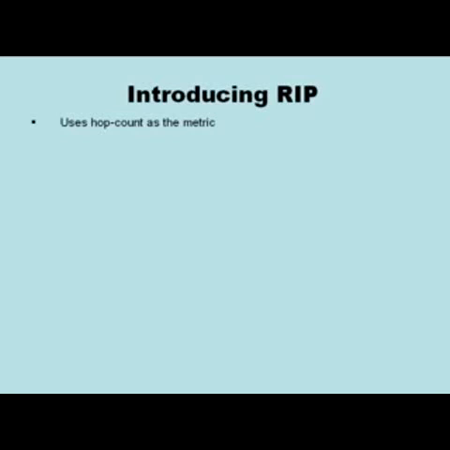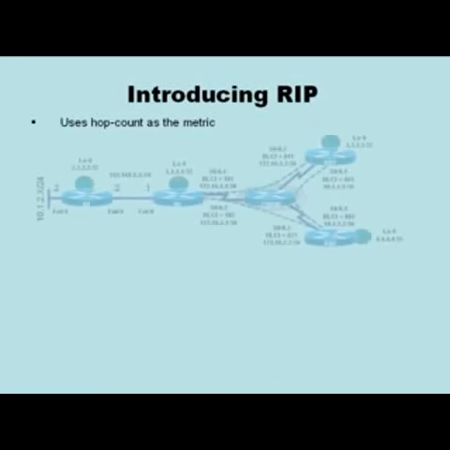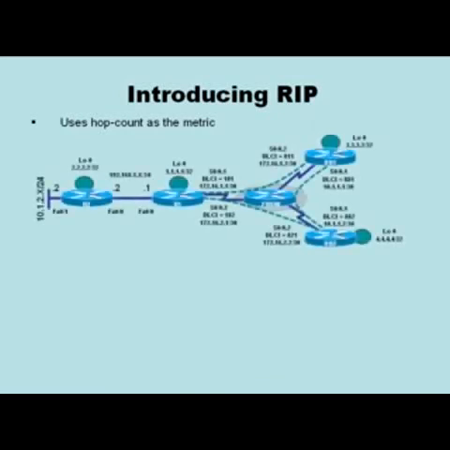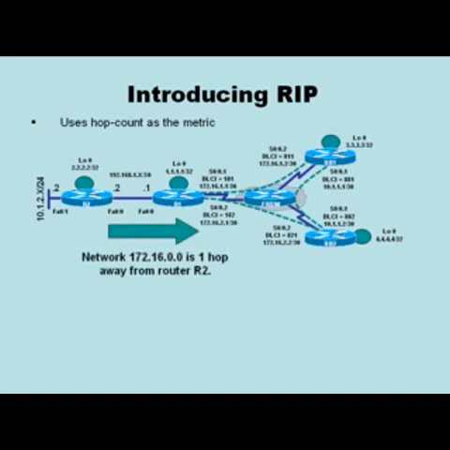Specifically, if we take a look at our topology, if we were on router R2 and we wanted to see what the hop count was to network 172.16.1.0 as an example, we would take a look at how many hops or how many routers we had to cross in order to get to that network. In this case, we would have to pass through router R1. So that would be one hop away from the perspective of R2.